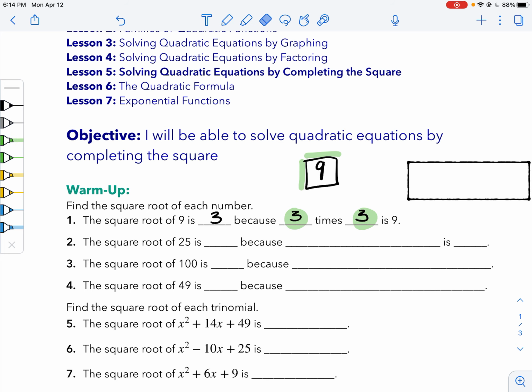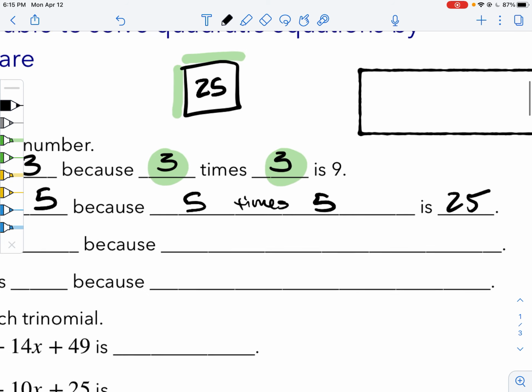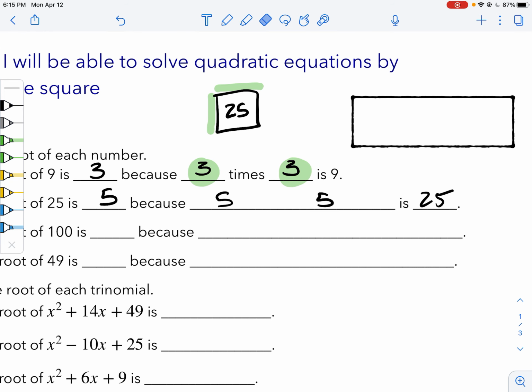Similarly, now a new square. Inside my square is 25. The square root of 25 is 5, because 5 times 5 is 25. Can I just write 5 times 5? Or even 5 squared is 25.